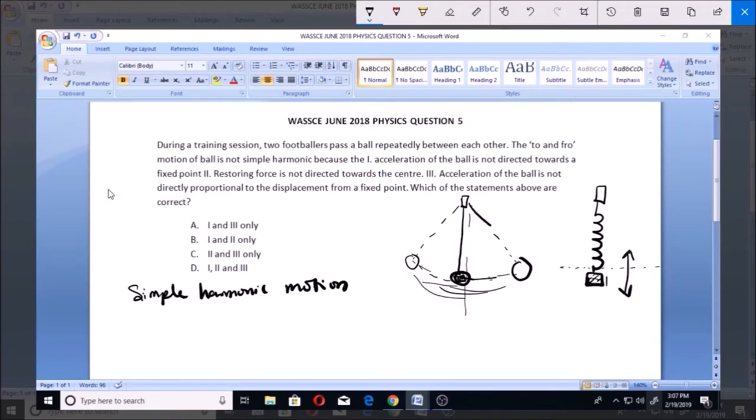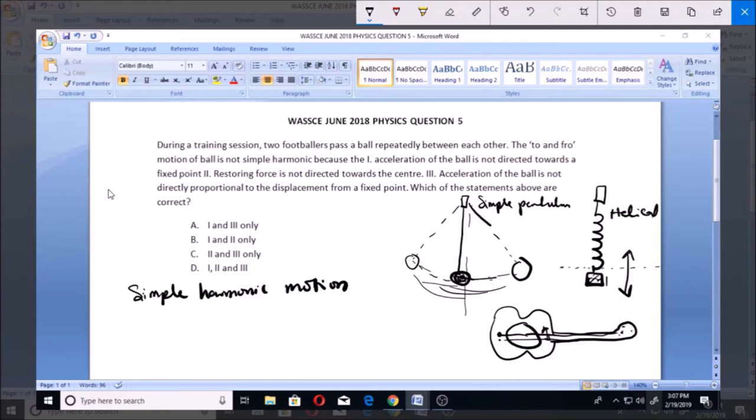Now, when you have your guitar, you have the guitar strings that move and are attached to this point. When you pluck your guitar, it will start vibrating over a fixed point. So all these motions, both that of a simple pendulum, the helical spring, and a plucked guitar string, all of them make what we call a simple harmonic motion.